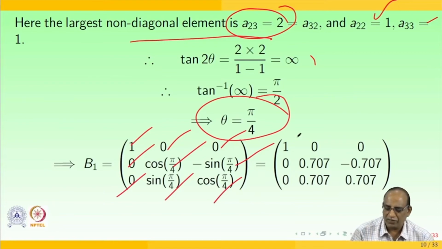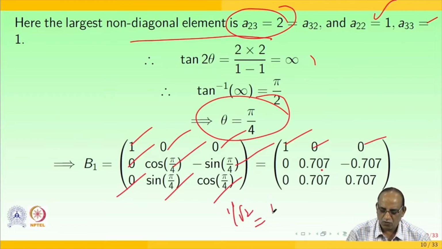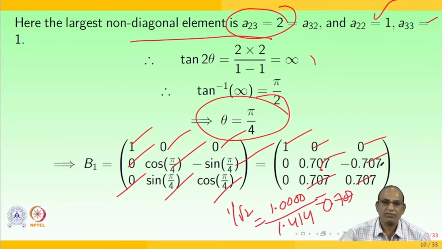Anyway this is 1, 0, 0, cos pi by 4, cos 45 is 0.707 and this is the same as sin 45. So that is actually 1 over root 2. So that is 1.0000 upon 1.414 which turns out to be 0.707. This is okay, this is fine.